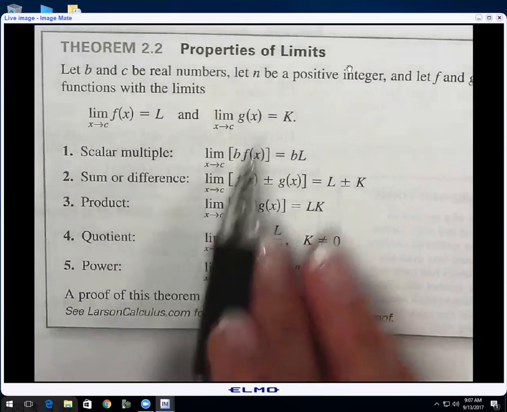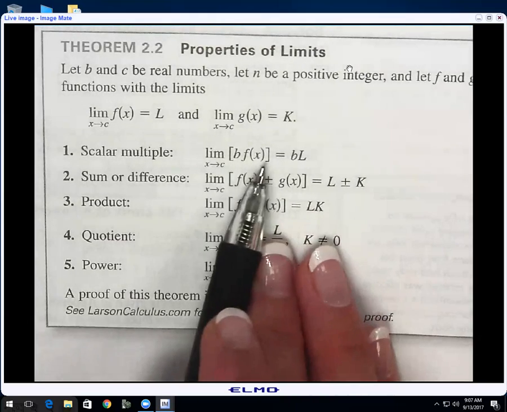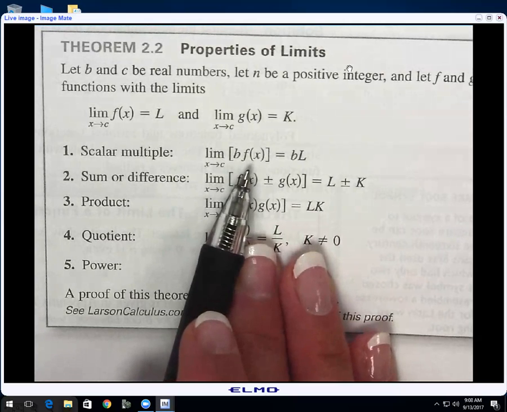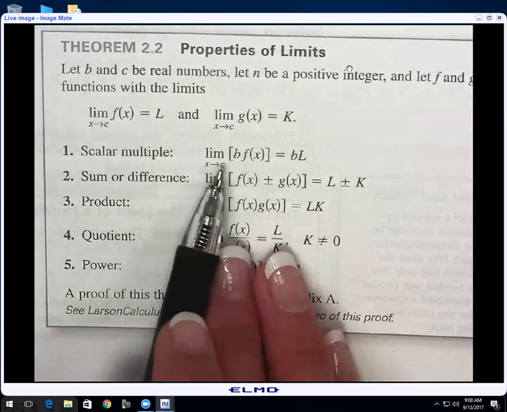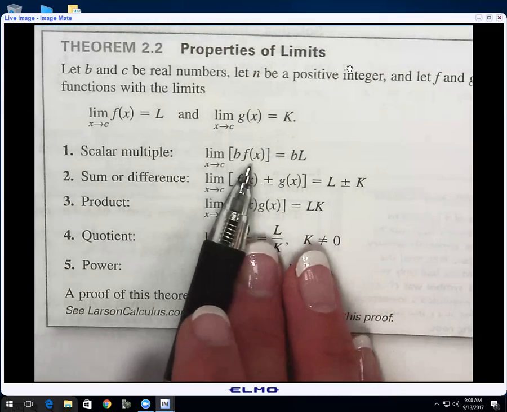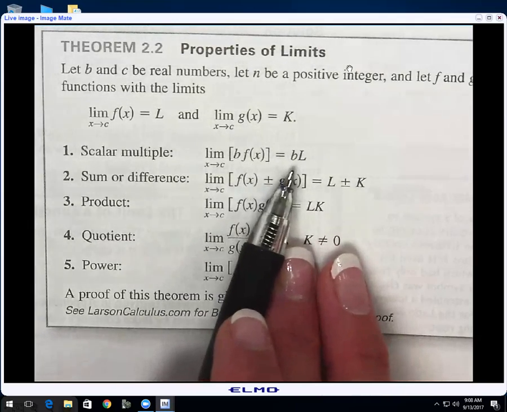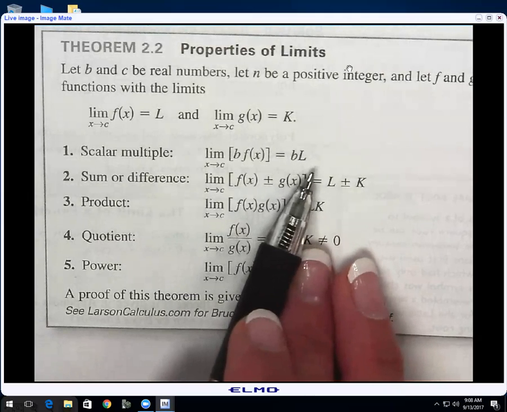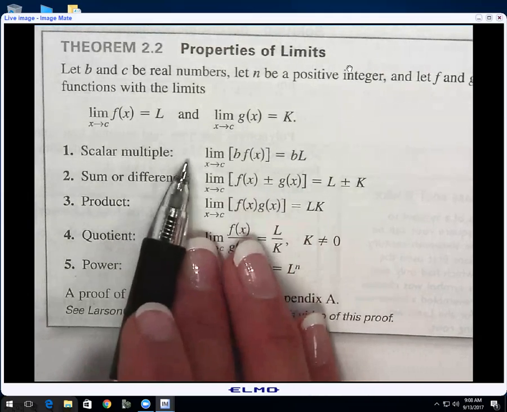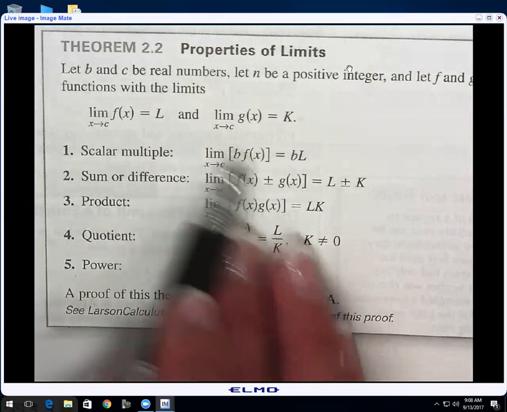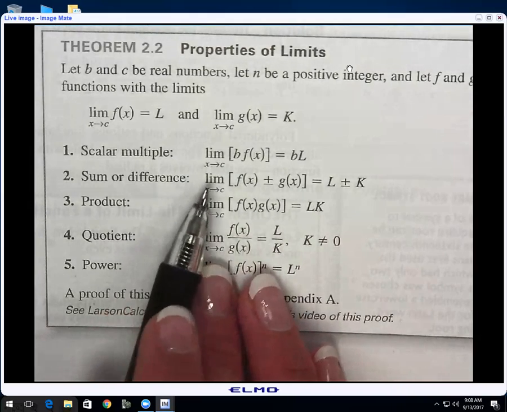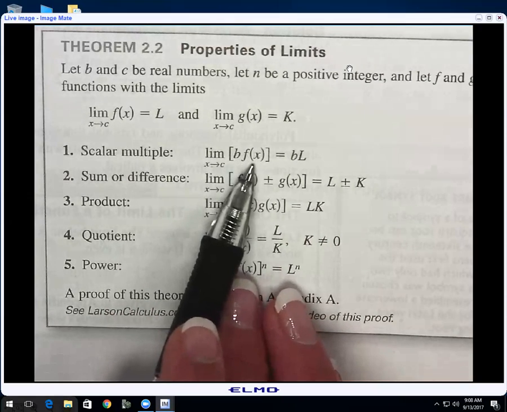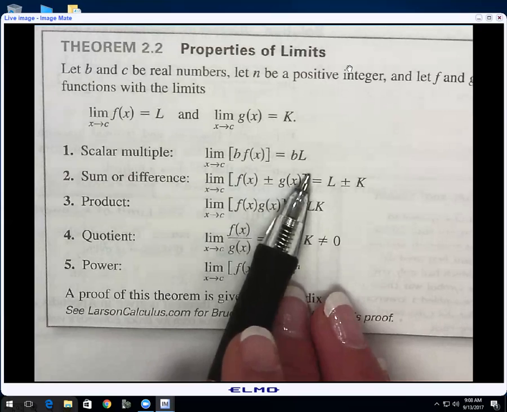If you're taking the limit of a function multiplied by some number, that number is called a scalar. If you have the limit of some number times a function, you can just keep up with the scalar, the number, and take the limit of the function and then multiply those. It's almost like factoring out the constant. It's not really factoring out, but you can keep up with the constant, find the limit of the function, and then multiply those.